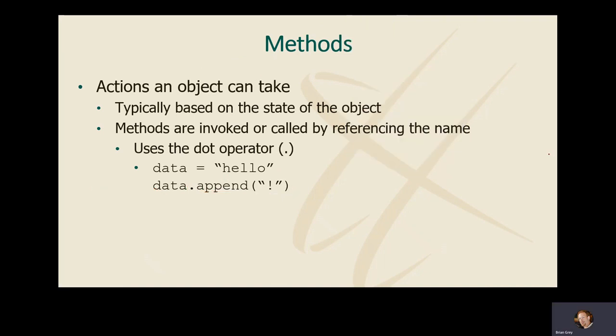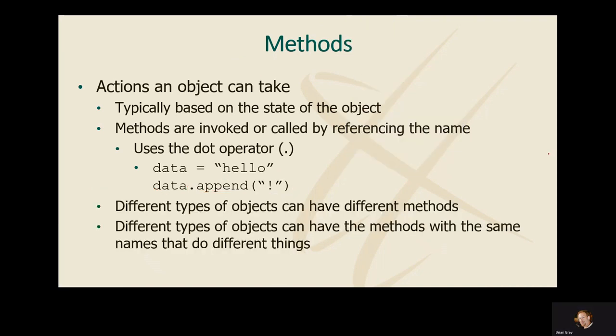Now, different objects can have different methods. Different objects can have the same methods. Different objects can have different methods with the same name that do different things. Just because I create an object with append doesn't mean it's going to do this. It might do something totally different.